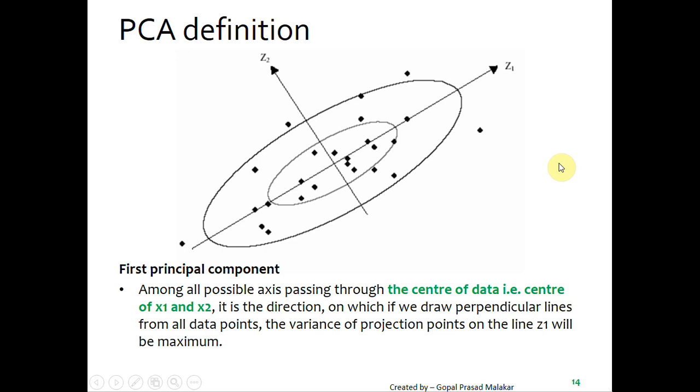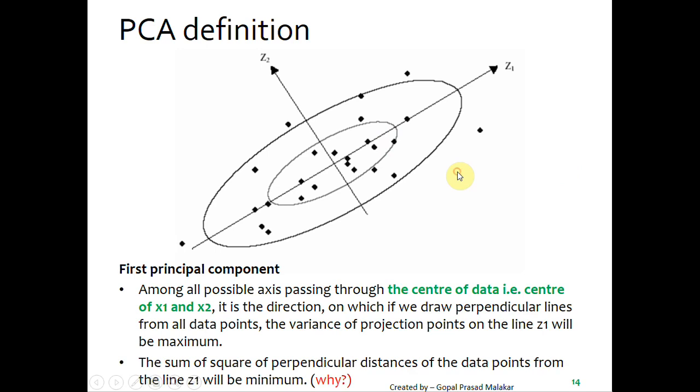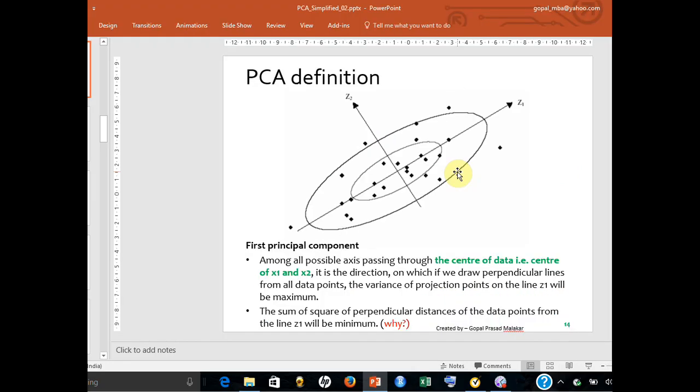In the last section, we talked about how, among all possible lines passing through the center of the data, it is that particular axis which has maximum variance. That means when you project all data points onto that line, the projection points, where the perpendiculars cut the line, have maximum variance. Let's apply the same concept to a 3D case.